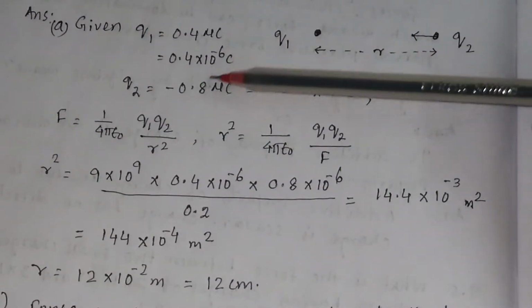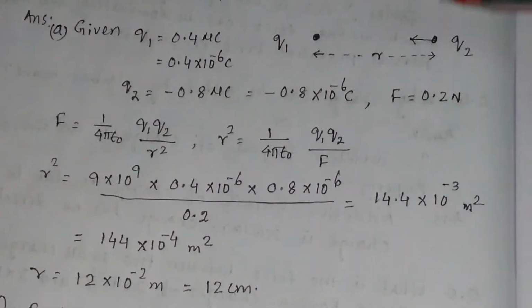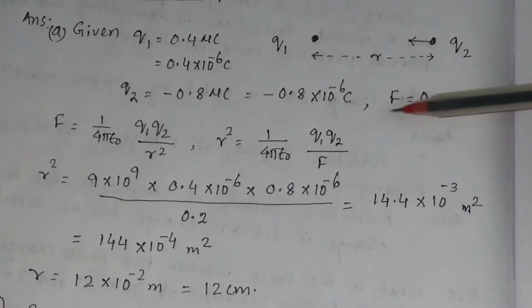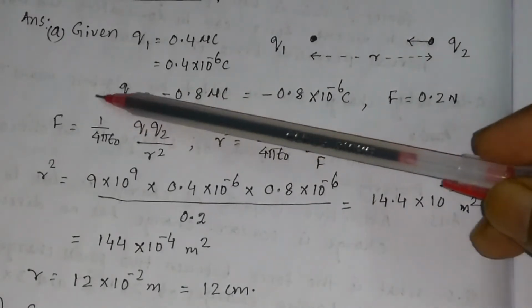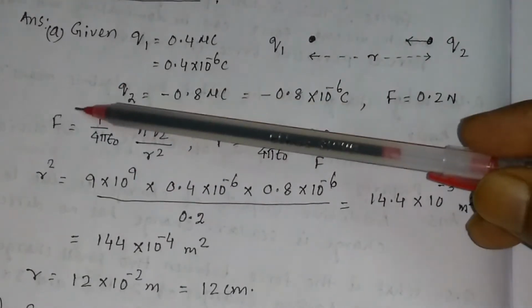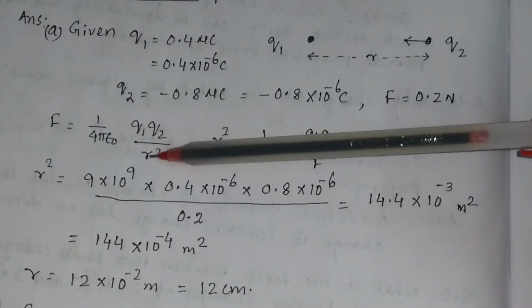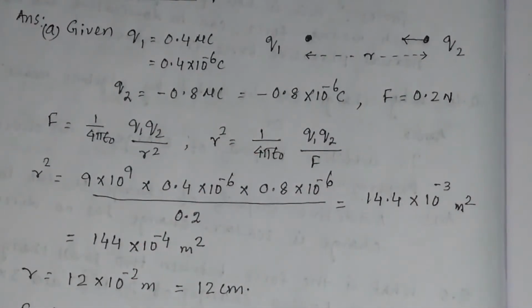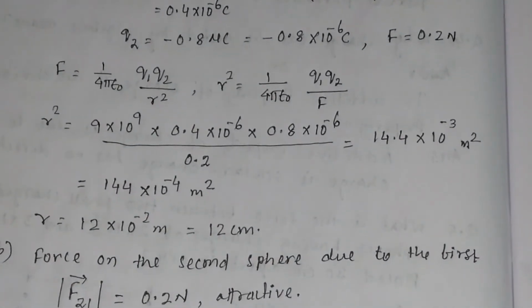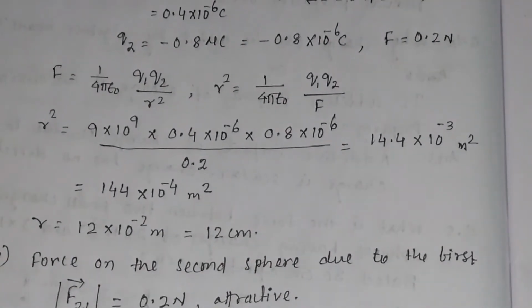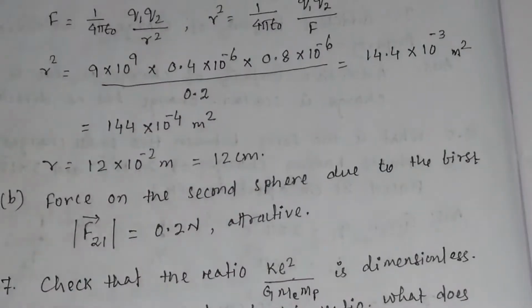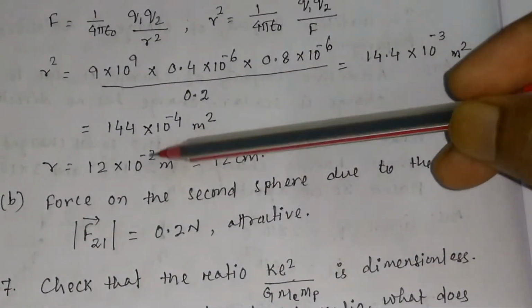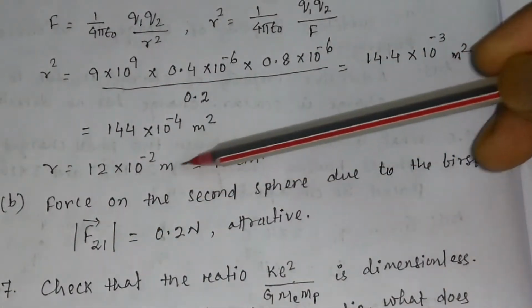Here Q1, Q2 is given and the force is also given. You have to calculate R. If you put in Coulomb's formula, F equals 1 by 4 pi epsilon 0 Q1 Q2 by R square, then you can calculate the distance between the charges, which is about 12 centimeter.